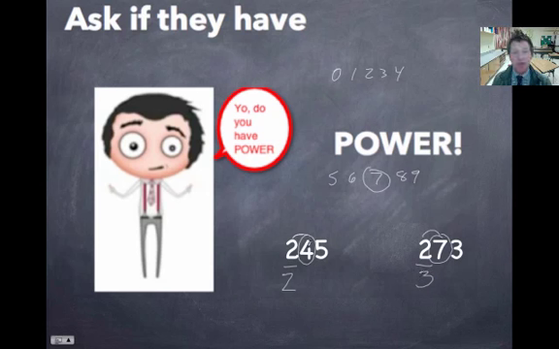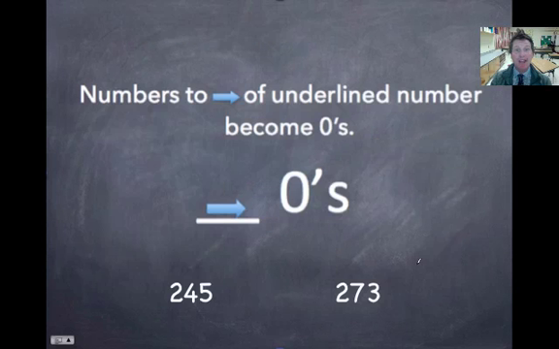So this one, the 2 stayed the same because the 4 does not have power to move it. This one, the 2 went up 1 because the 7 had enough power to push him up. All right, we're already on the last step. So now we're going to put it all together.